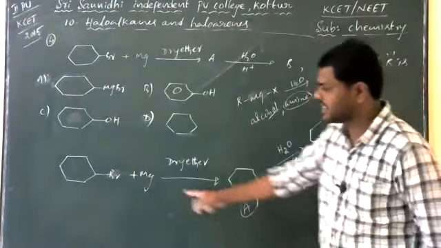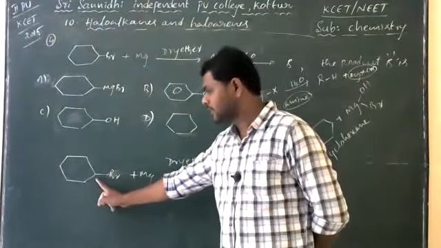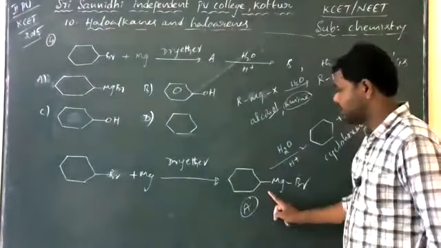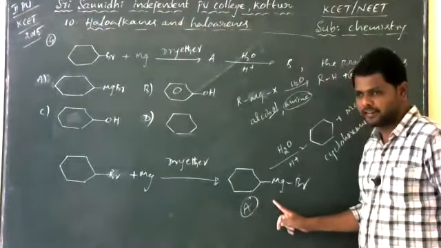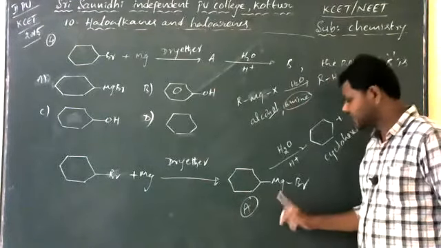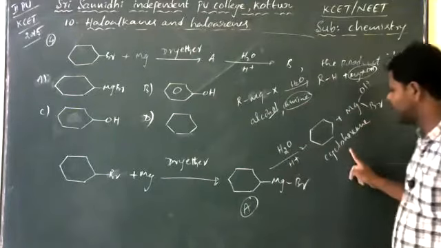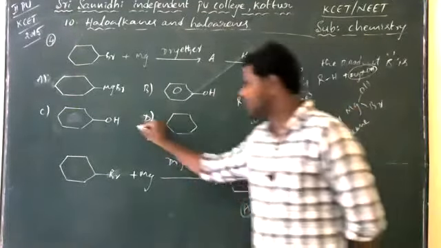Like that, one of the reactions is given here. Bromocyclohexane reacts with magnesium, which forms alkyl magnesium halide, right? And that is treated with H2O moisture and gives alkane, that is cyclohexane. So option D is the right answer.